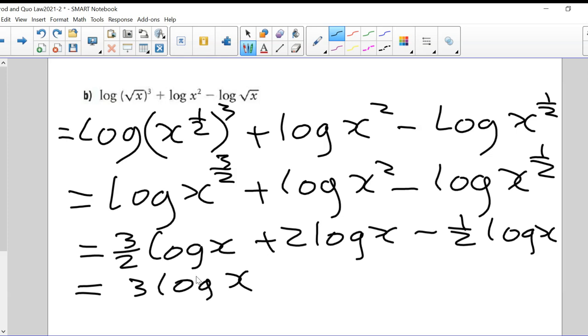I sure can. All I'm doing is recognizing that these are log x's. That's a log x, that's a log x, that's a log x. So I'm going to just simply combine my like terms. That's like saying 3 over 2 plus 2 minus a half of log x, right? Because those are all the coefficients. These are like terms. This is 1.5, 3 over 2, that is. This is 2, this is minus a half.